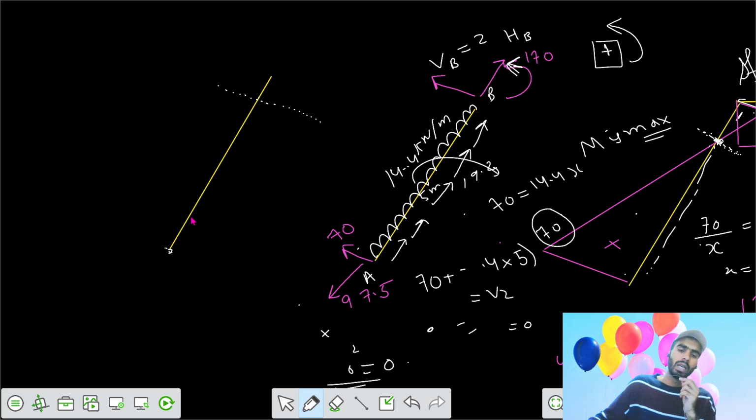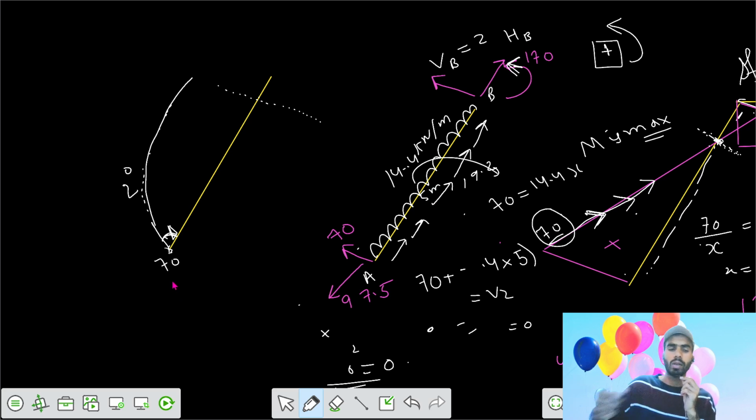Bending moment here would be a positive value, because your shear force is positive and decreasing. That means your bending moment diagram is also positive, and the slope of the bending moment diagram is also positive and decreasing. At the maximum, slope is 0, and it is a 2-degree curve. Here the slope is positive, that 70, because your shear force is 70 kilonewton.